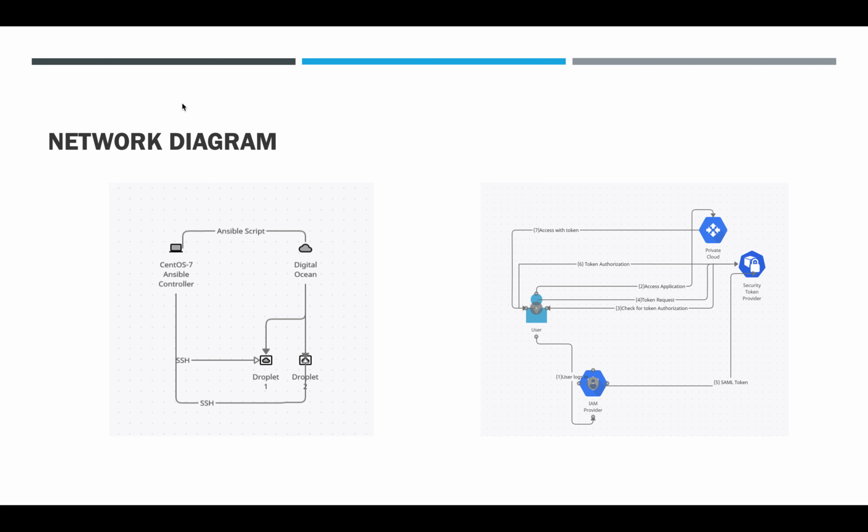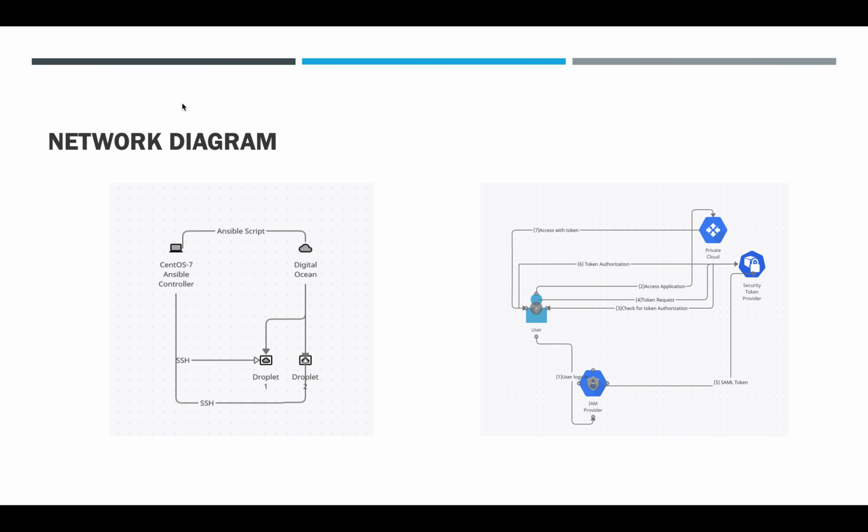Going into the network diagram, this is a brief overview. If you look on the left, you can see that the Ansible script is sent from the CentOS 7 Ansible controller to DigitalOcean, where it provisions the 2 droplets. More droplets can be provisioned if needed, and then you can SSH into those droplets. And then on the right, there is a more detailed network diagram of exactly what the process is that's happening.